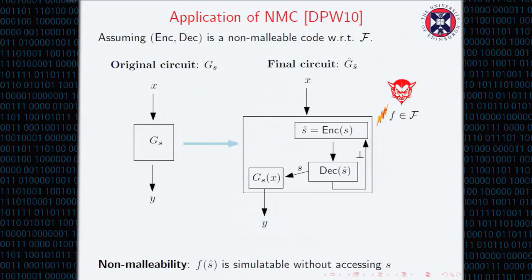And in order to compute G_S of X, we first need to decode. We decode the memory, we receive S, and we perform the computation. And of course, if the codeword is invalid, the output of the decoding algorithm is going to be bottom, and the device erases its private memory, self-destructs. By the non-malleability property, any attack against the memory, against S hat, can be simulated without having access to the memory itself, right? So all the properties of the primitive are preserved also in this setting, right? So we have simulation-based security and everything is okay.